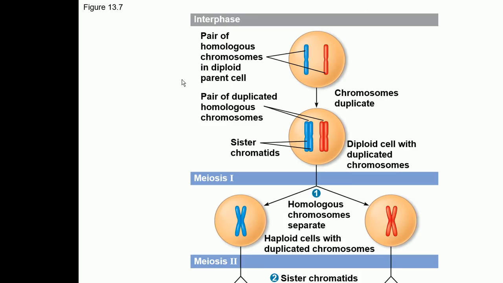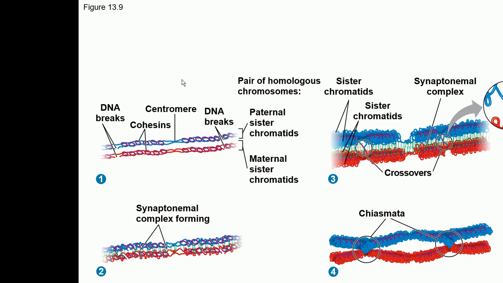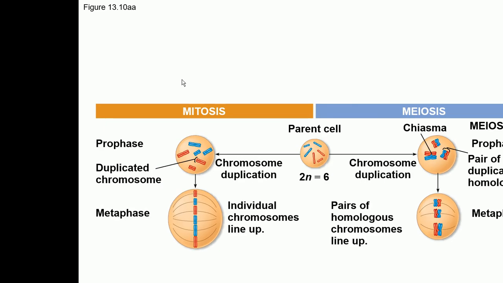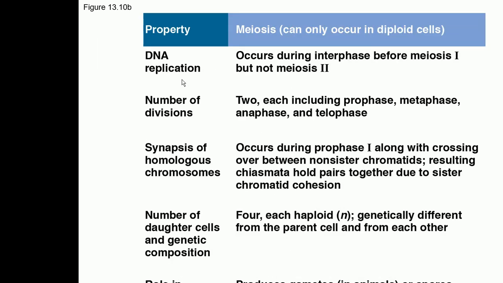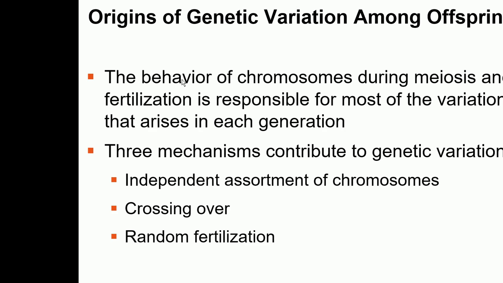Okay, so now we are almost at the last part of this chapter, in which we are going to talk about what is responsible for genetic variation. There are basically three mechanisms which contribute to genetic variation. Number one, independent assortment of chromosomes, which we just talked about; number two, crossing over; and third is random fertilization.